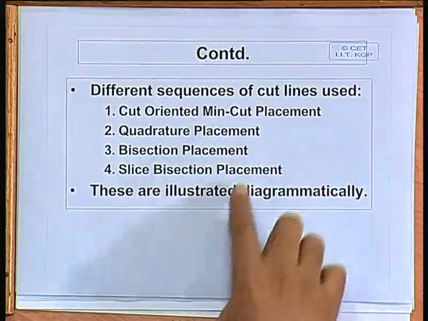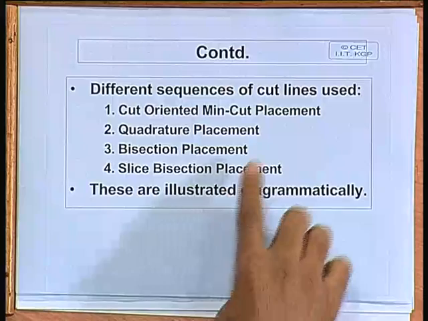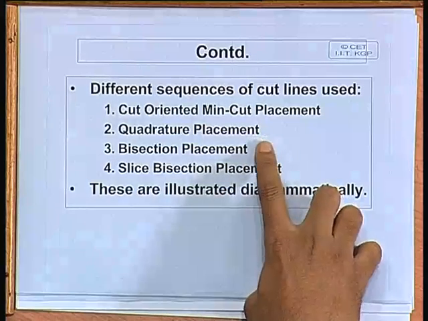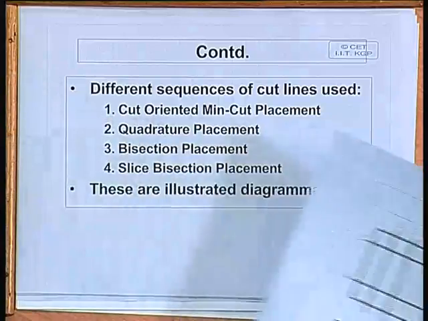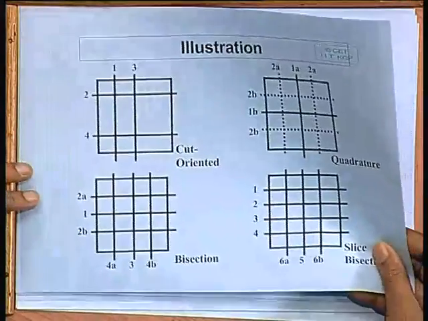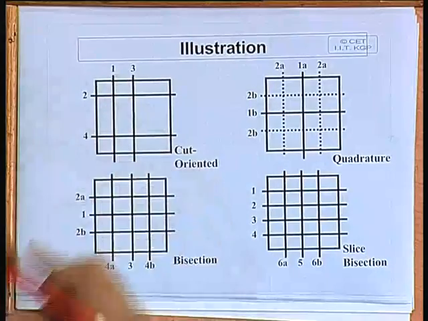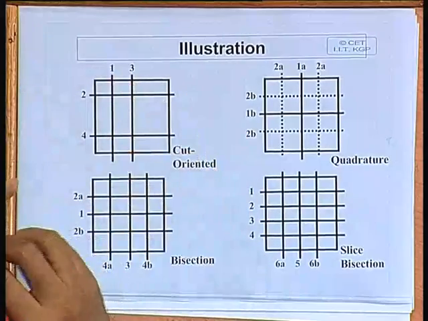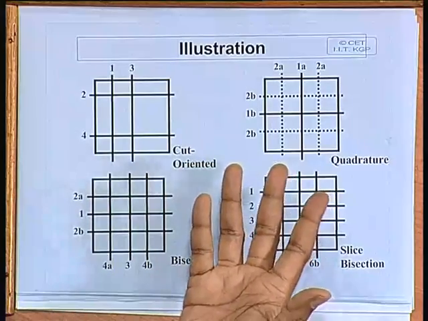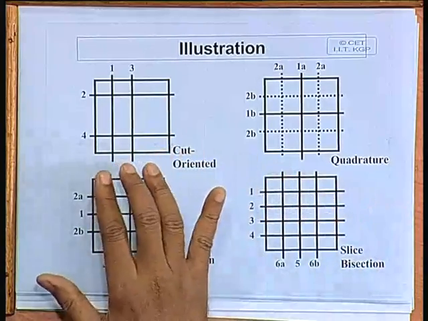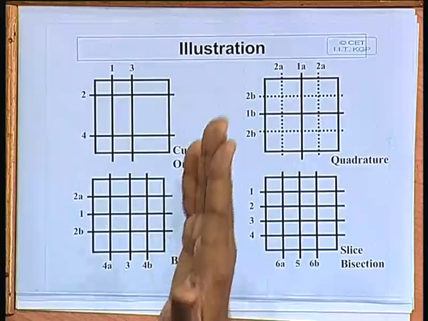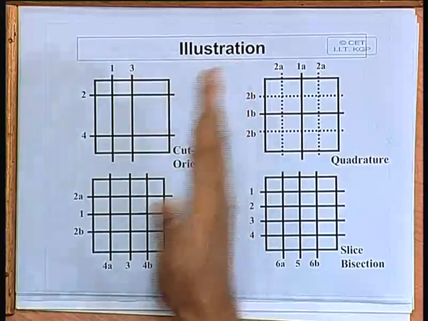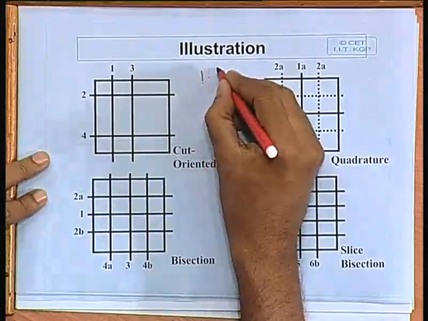So, this Brewer's algorithm defines 4 different types of cuts: cut oriented, min cut, quadrature, bisection and slice bisection. So, I am showing you what these cuts mean. In the first kind of a cut, the sequence of cuts are like this. This is the layout floor area. Here you are assuming that the partitioning algorithm you choose is not a bisection algorithm. It does not divide a netlist into 2 balanced partitions. It will be unbalanced. The size of the partition will be 1:k, for example.